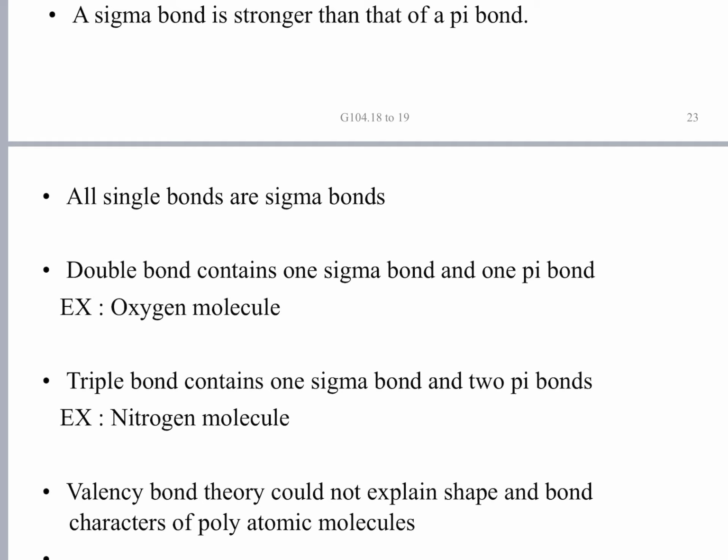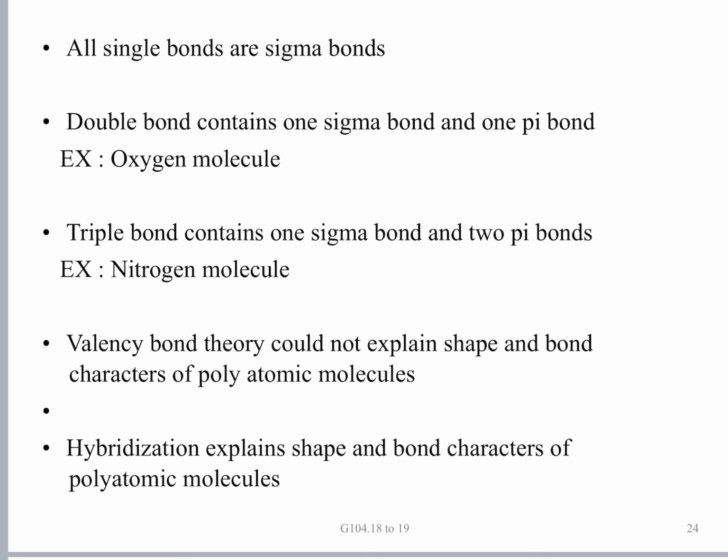A double bond contains one sigma bond and one pi bond. Example, the oxygen molecule. In the oxygen molecule, you have a double bond. One of the bonds is sigma and the other is a pi bond. The triple bond contains one sigma bond and two pi bonds. In the nitrogen molecule, one sigma and two pi, as I just mentioned.